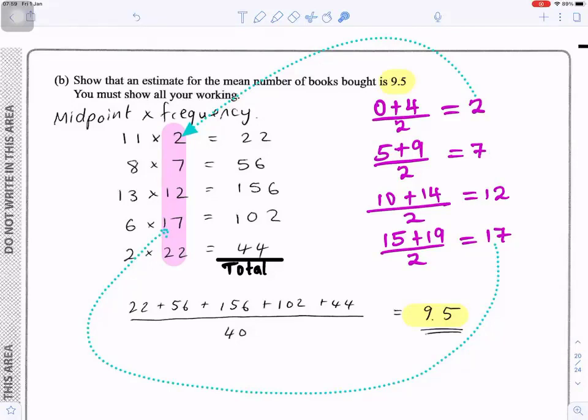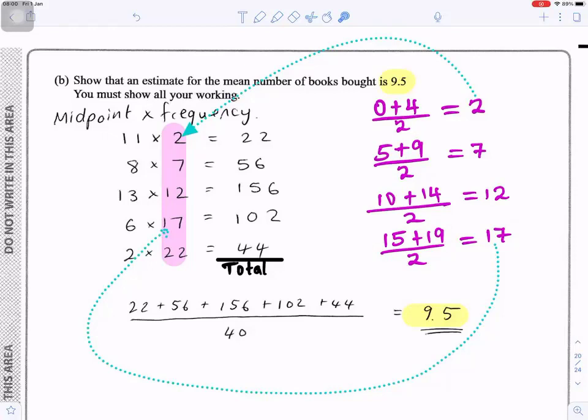The way you choose a number in the middle, you add 0 plus 4 divided by 2, it gives you 2. That would be the middle number. 5 plus 9 divided by 2, it gives you 7, be the middle number. 10 plus 14 divided by 2, it gives you 12, is the middle number. 15 plus 19 divided by 2, it gives you 17, will be the middle number.